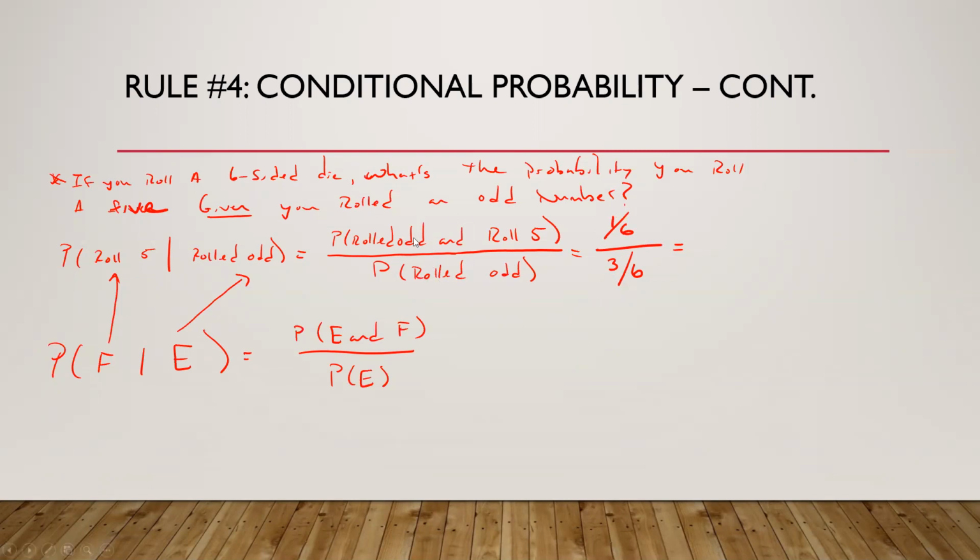So the top is an odd number and a 5. If you look at the sample space for a 6-sided die roll, it's just these 6 numbers. And the only way you can roll an odd number and a 5 is that you roll the number 5, because the numbers like 1 and 3 are not both odd and a 5. They're odd, but they're not the number 5. So that's why the numerator is 1/6.